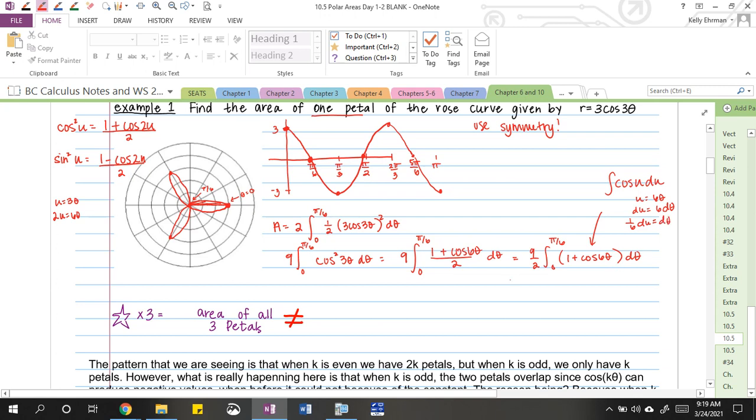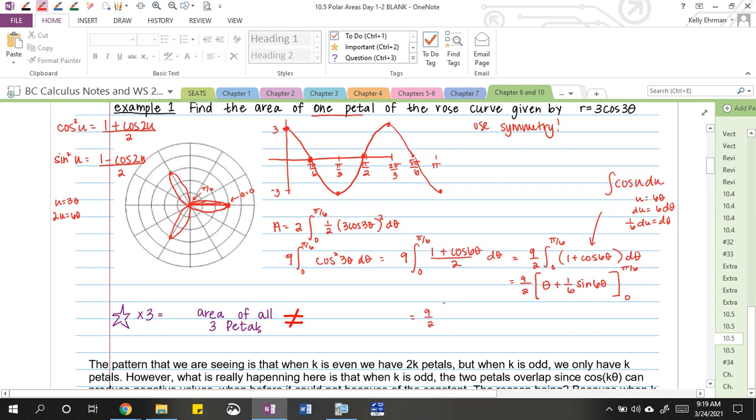All right, so see if we can piece that all together. 9/2 is out in front. The integral of 1 is theta. The integral of cosine of 6 theta needs to have a 1/6 out in front. Is it a plus or a minus? Let's see. The integral of cosine is sine. So it's a plus 1/6 sine of u, which is 6 theta, evaluated from 0 to pi over 6.